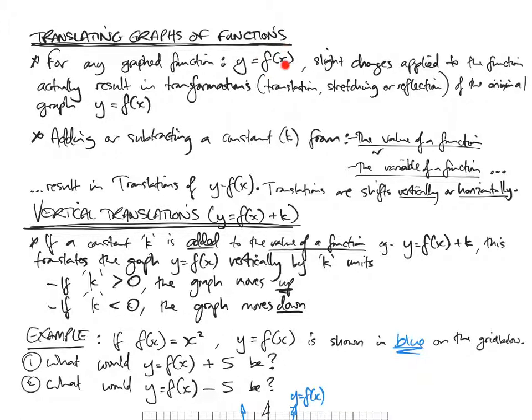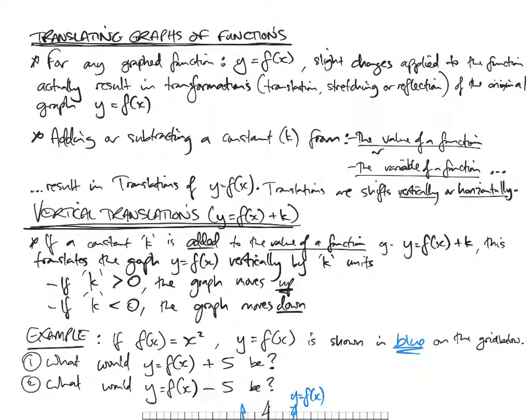If you apply slight little modifications to this function, like add something to it or add something to the variable or times it by something, it just results in a transformation of the original graph, which was just y is equal to f of x. So it's not a completely new graph. The original graph, which you define at the start, y is equal to f of x, if you do a slight modification to it, often the resulting graph of that is just a movement or a stretch of the original.